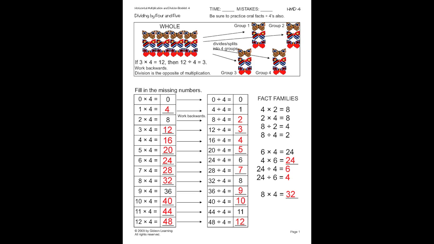Our final fact family is 8 times 4 is equal to 32. So since multiplication is commutative, I could say 4 times 8 is also equal to 32. Now I've done my multiplication, so now I need to do my division. 32 divided by something is equal to 8. Okay, so knowing my fact families, that has to be 4. So 32 divided by 4 is equal to 8. I could also say 32 divided by something is equal to 4. That would have to be 8. So 32 divided by 8 is equal to 4.